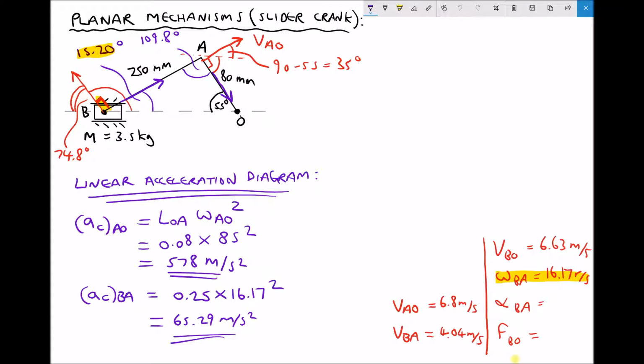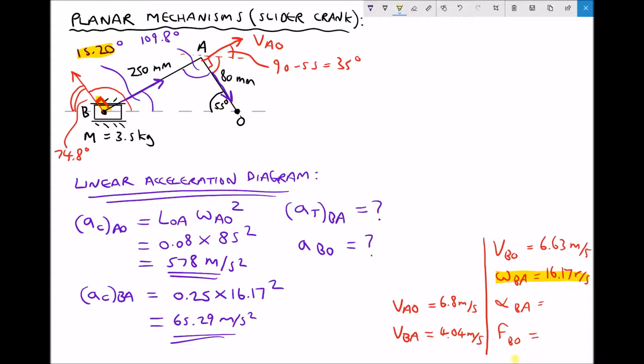Now, because the angular velocity of B relative to A isn't constant, it's going to change as the crank rotates, we're also going to have a tangential acceleration of B relative to A, but we don't yet know the magnitude of that. And we're also going to have an acceleration of our slider B relative to the origin. And again, we don't yet know the magnitude of that.